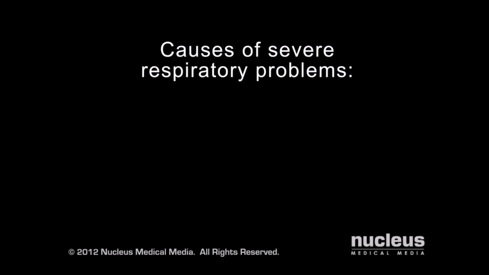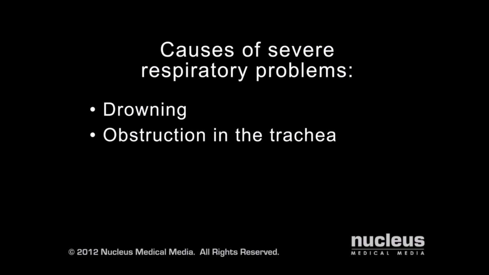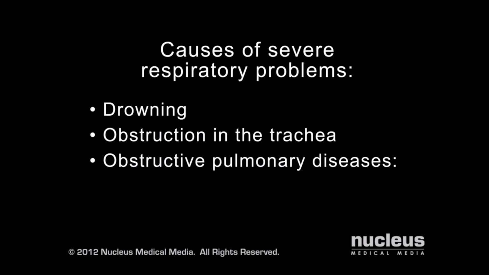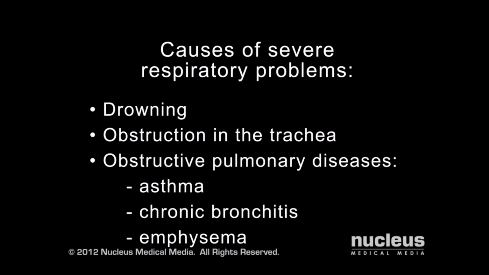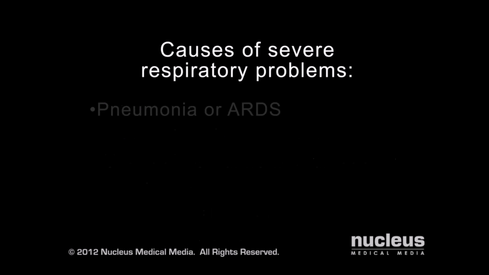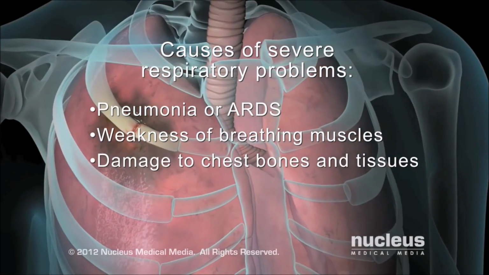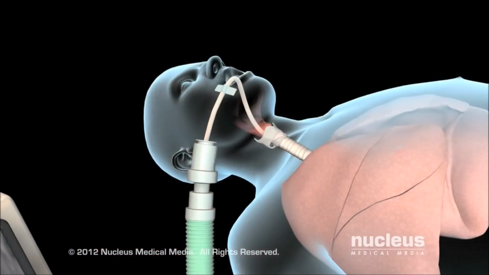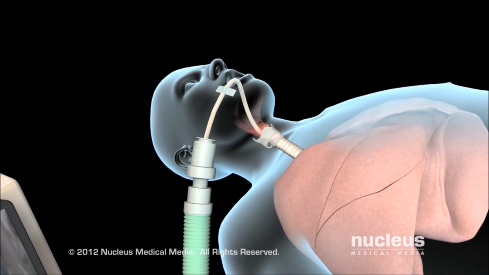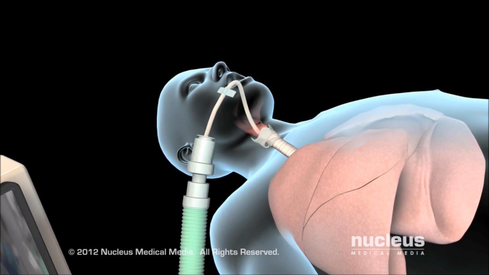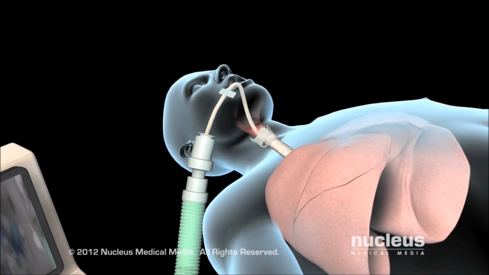Some conditions that may lead to severe respiratory problems include drowning, an obstruction in the trachea such as a foreign object or tumor, obstructive pulmonary diseases such as asthma, chronic bronchitis, and emphysema, diseases such as pneumonia and acute respiratory distress syndrome, or ARDS, severe weakness of the muscles that control breathing, and damage to the bones and tissues of the chest. Under these circumstances, you may need additional oxygen or breathing support through mechanical ventilation.